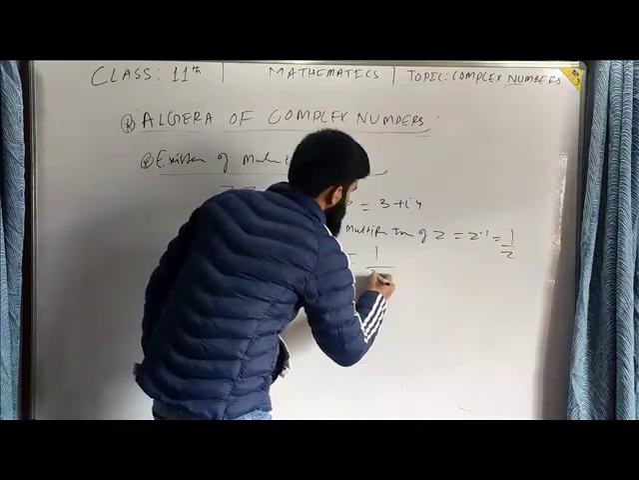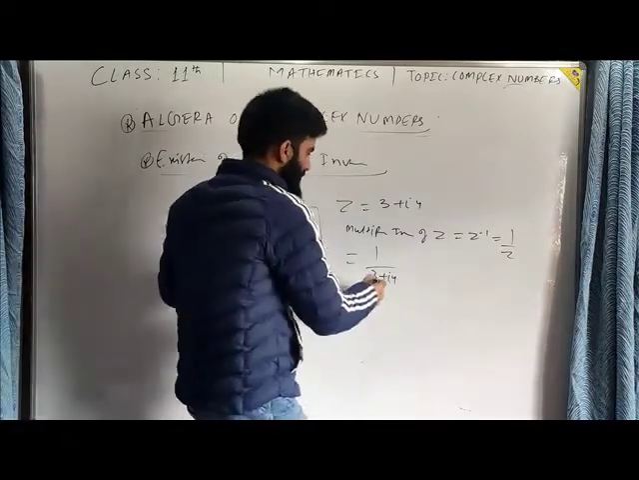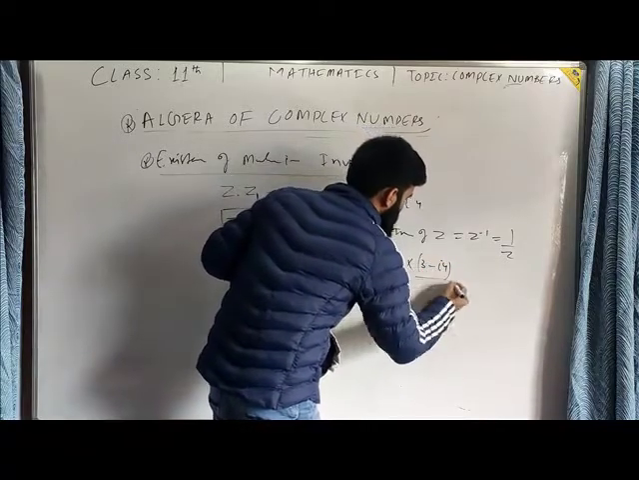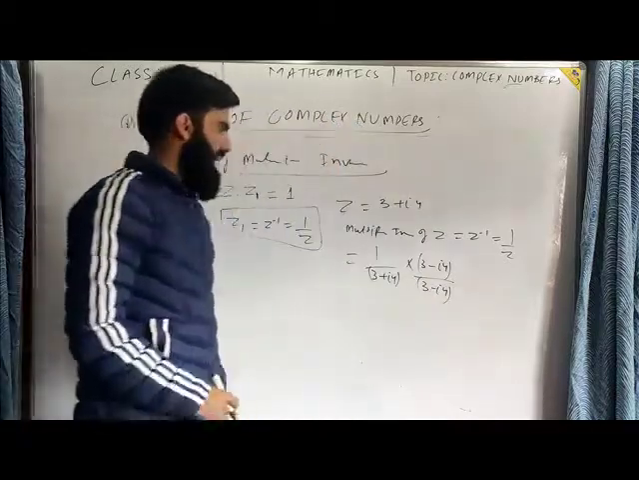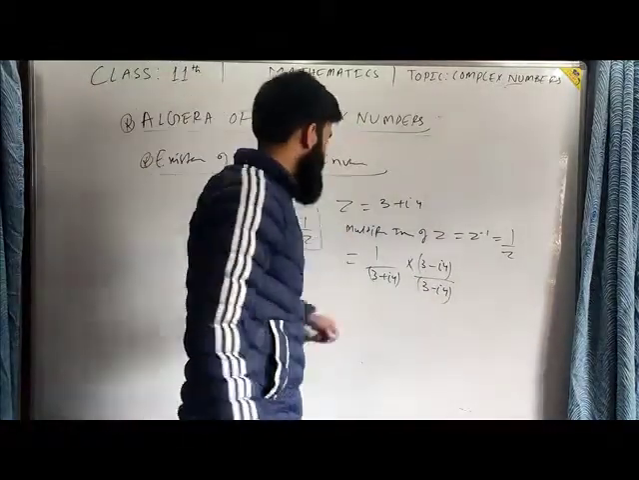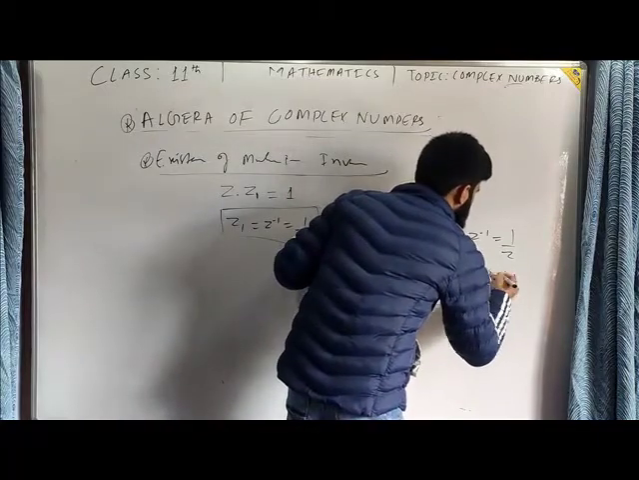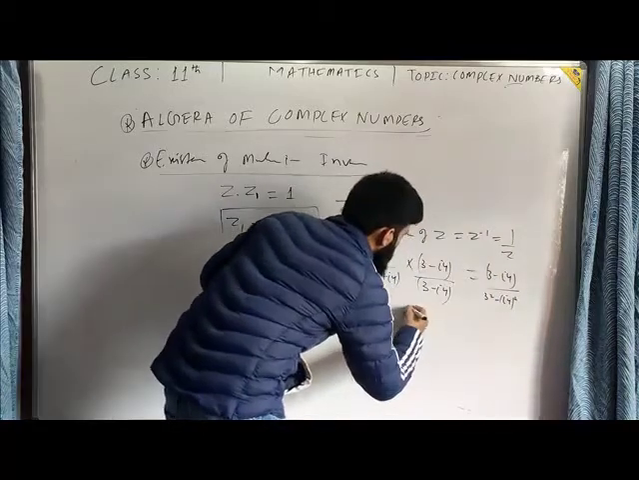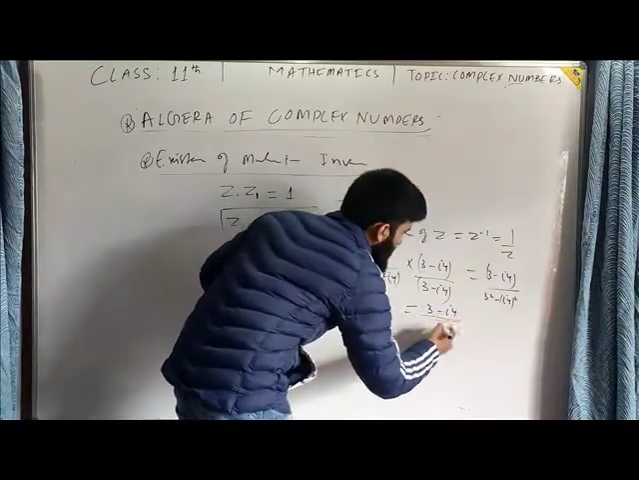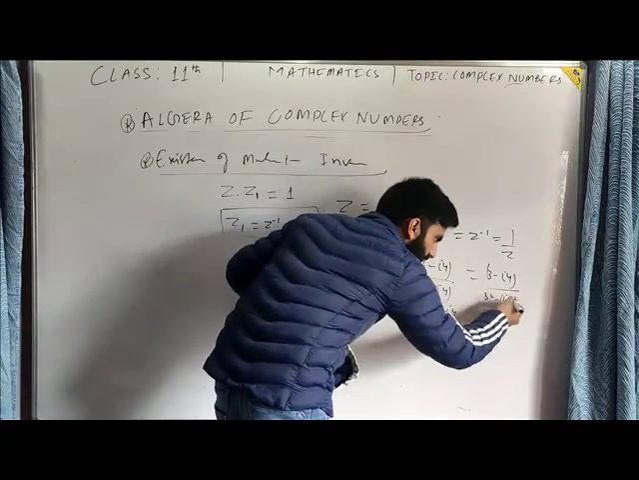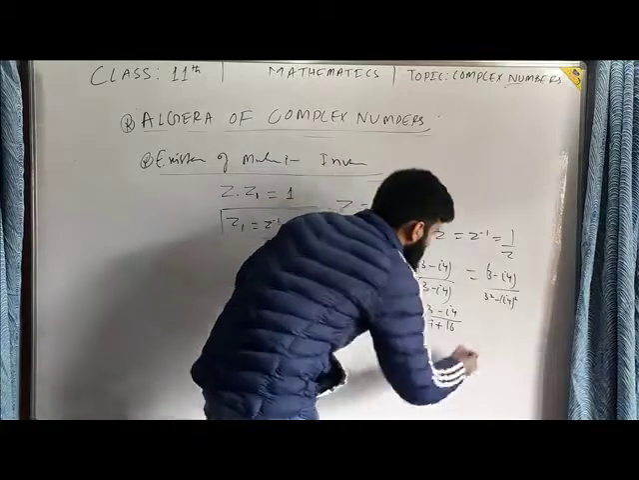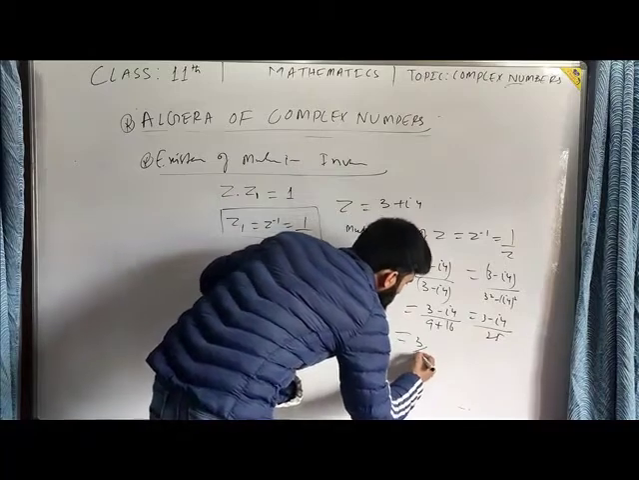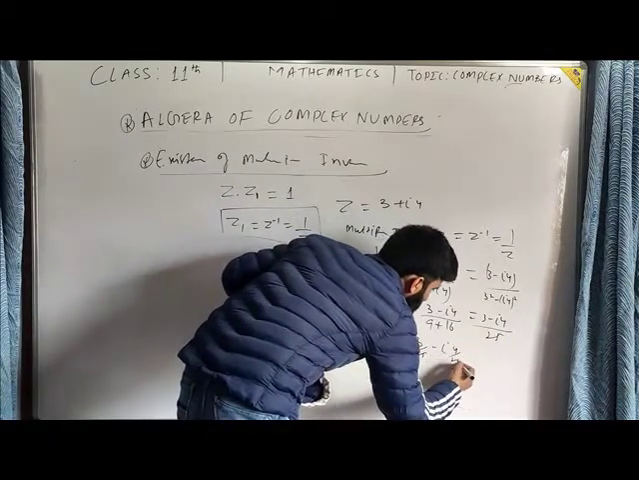So that is 1 upon 3 plus iota times 4. I will multiply by 3 minus iota times 4 upon 3 minus iota times 4, rationalizing the denominator. So we get 3 minus iota times 4 upon A plus B into A minus B, that is A square minus B square. That's 9, and iota square is minus 1, so minus 1 times minus 16 gives plus 16. So you get 3 minus iota times 4 upon 9 plus 16, that is 25. So you get 3 upon 25 minus iota times 4 upon 25.